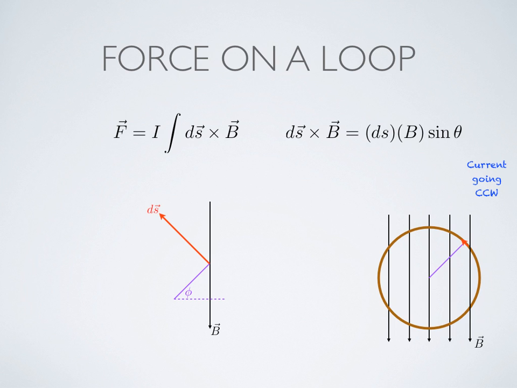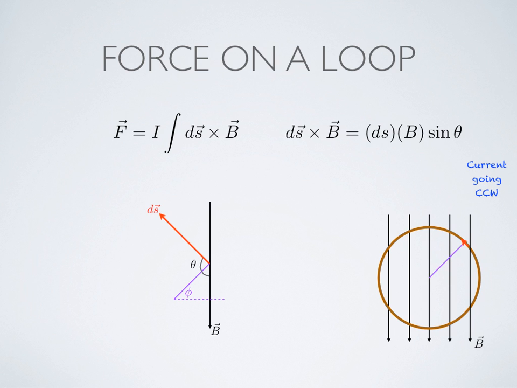If that angle is phi right there, and ds is the red line and B is the black line, the angle that I have in my cross product, ds cross B equals ds B sine theta, is the angle between the red line and the black line, that angle theta right there. Now I'm going to do a little quick geometry on this. I know that the purple line and the red line are perpendicular to each other because the purple line is the radius of the circle and the red line is the tangent to the circle.